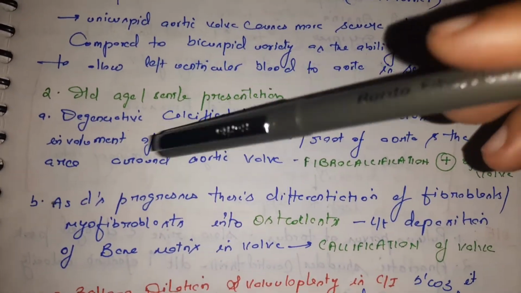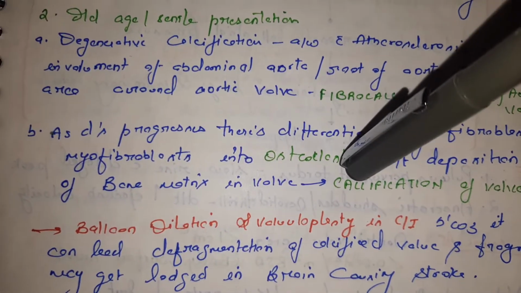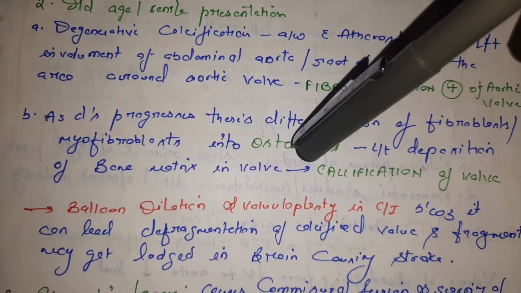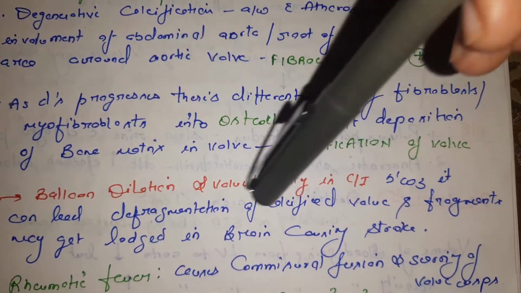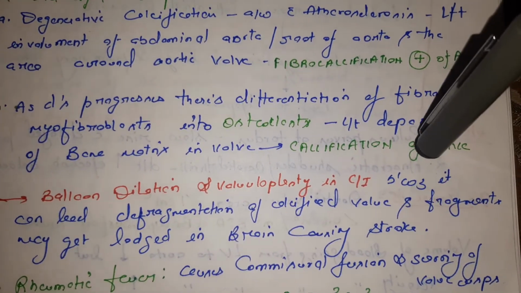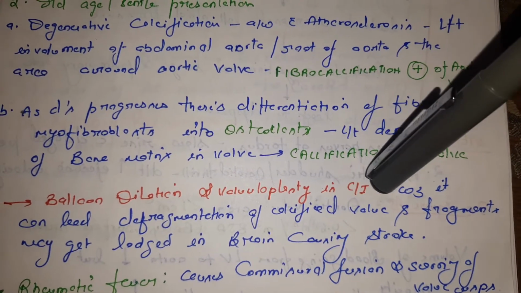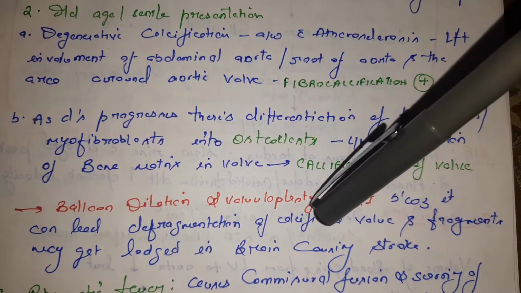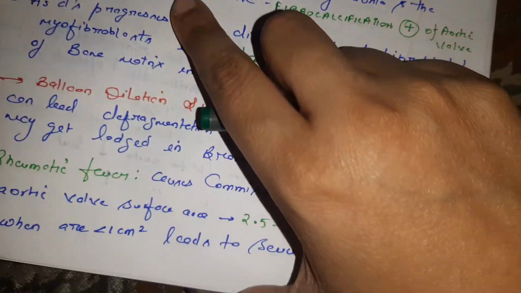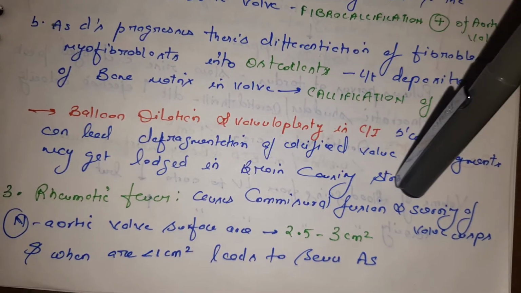That is a simple thing. But just because of this, balloon dilatation and valvuloplasty are contraindicated, because if we do balloon dilatation and somehow there will be fragmentation of the calcified valve, it can lead to stroke, right? Just remember it. Because it can lead to fragmentation of the calcified valve and fragments may get lodged in the brain causing stroke, right?